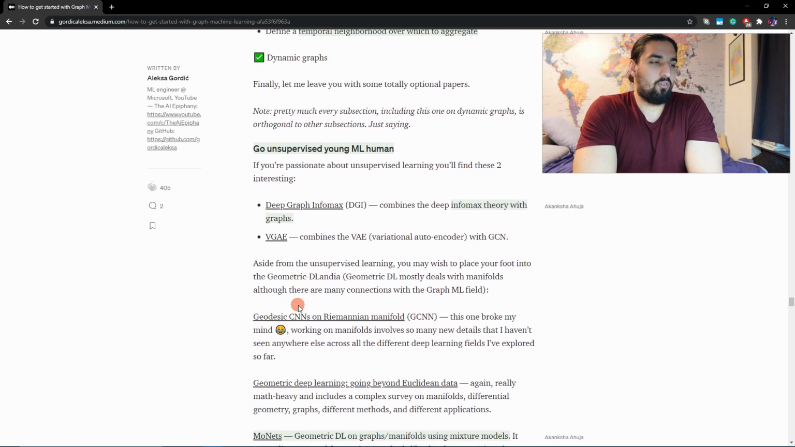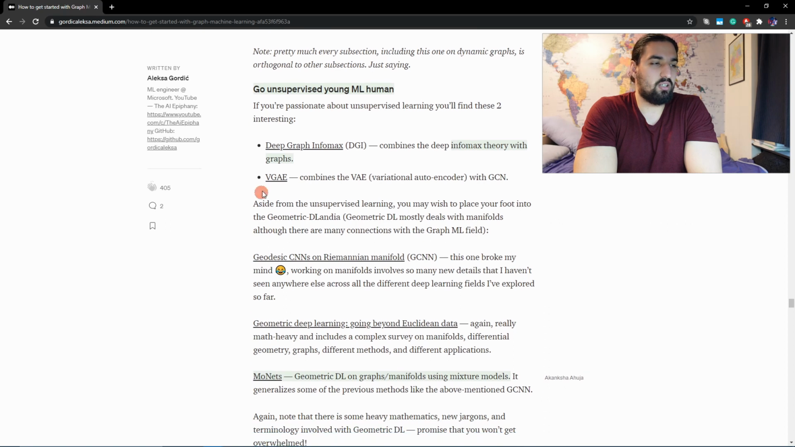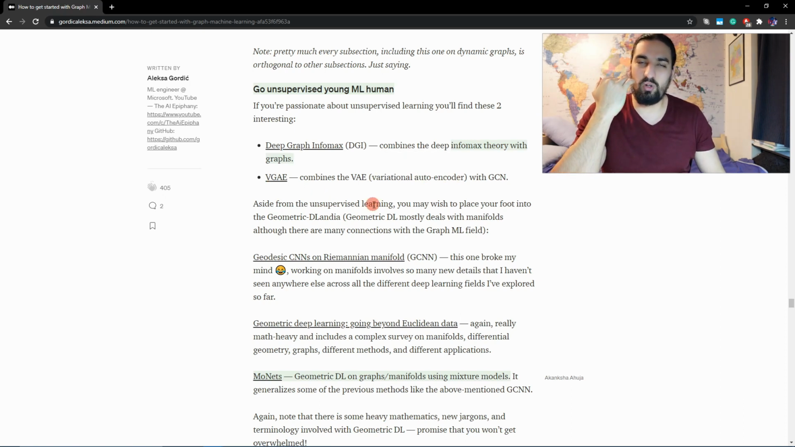I linked a couple of unsupervised learning papers, like DGI and this variational graph autoencoder. If you're not familiar with variational autoencoders, this paper probably won't make any sense. It's 3 or 4 pages long, and it already assumes you know everything about variational autoencoders. But it's a nice read if you're interested in learning more about these unsupervised learning methods.